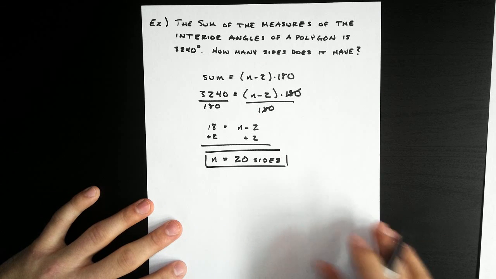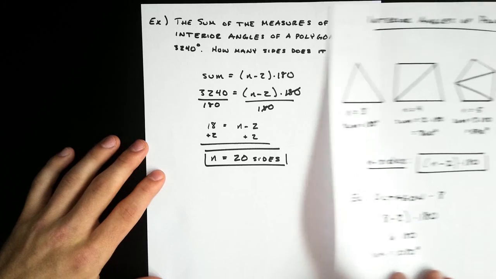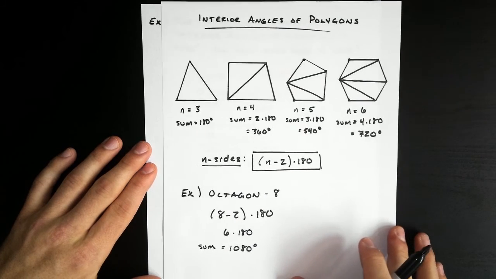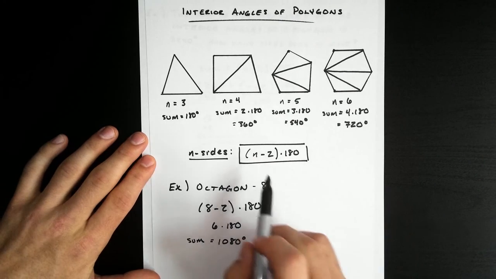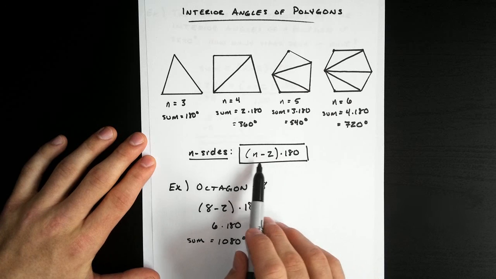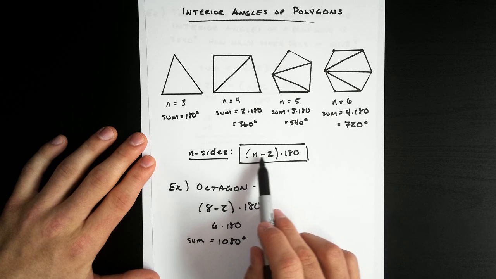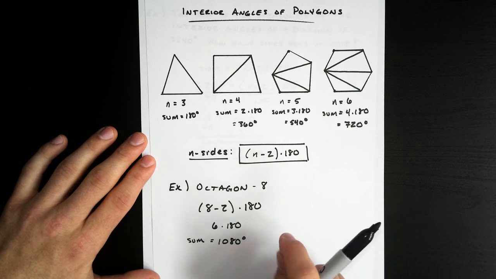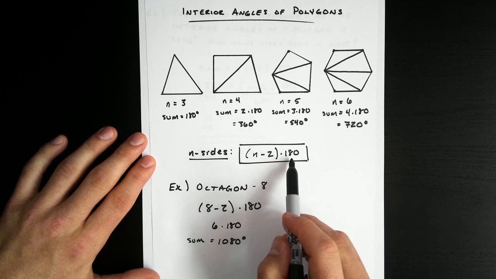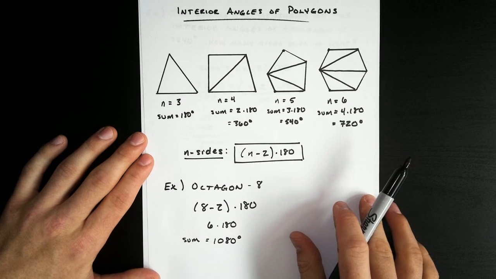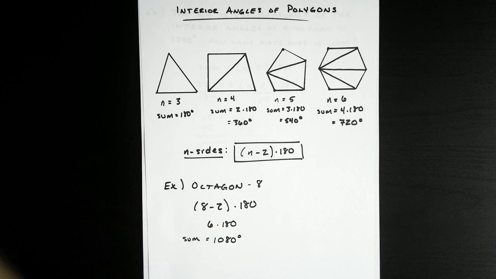So there we go. So we have a nice little shortcut now to find the sum of the interior angles. N minus 2 times 180. N minus 2 represents how many triangles we can split up the polygon into. Each one of those has 180 degrees. And altogether, that gives us the total.